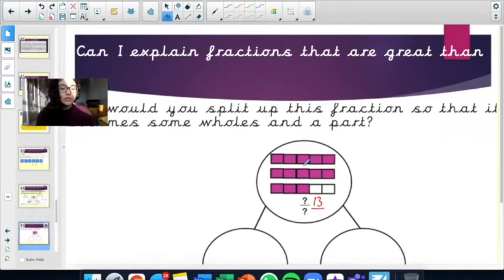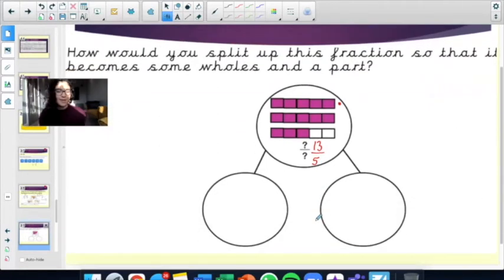And then what I want you to look at is just one bar and count how many squares are in one bar. 1, 2, 3, 4, 5. There you go. So how would you split this to make sure that there are some whole and some parts? Off you go, figure that out for me.